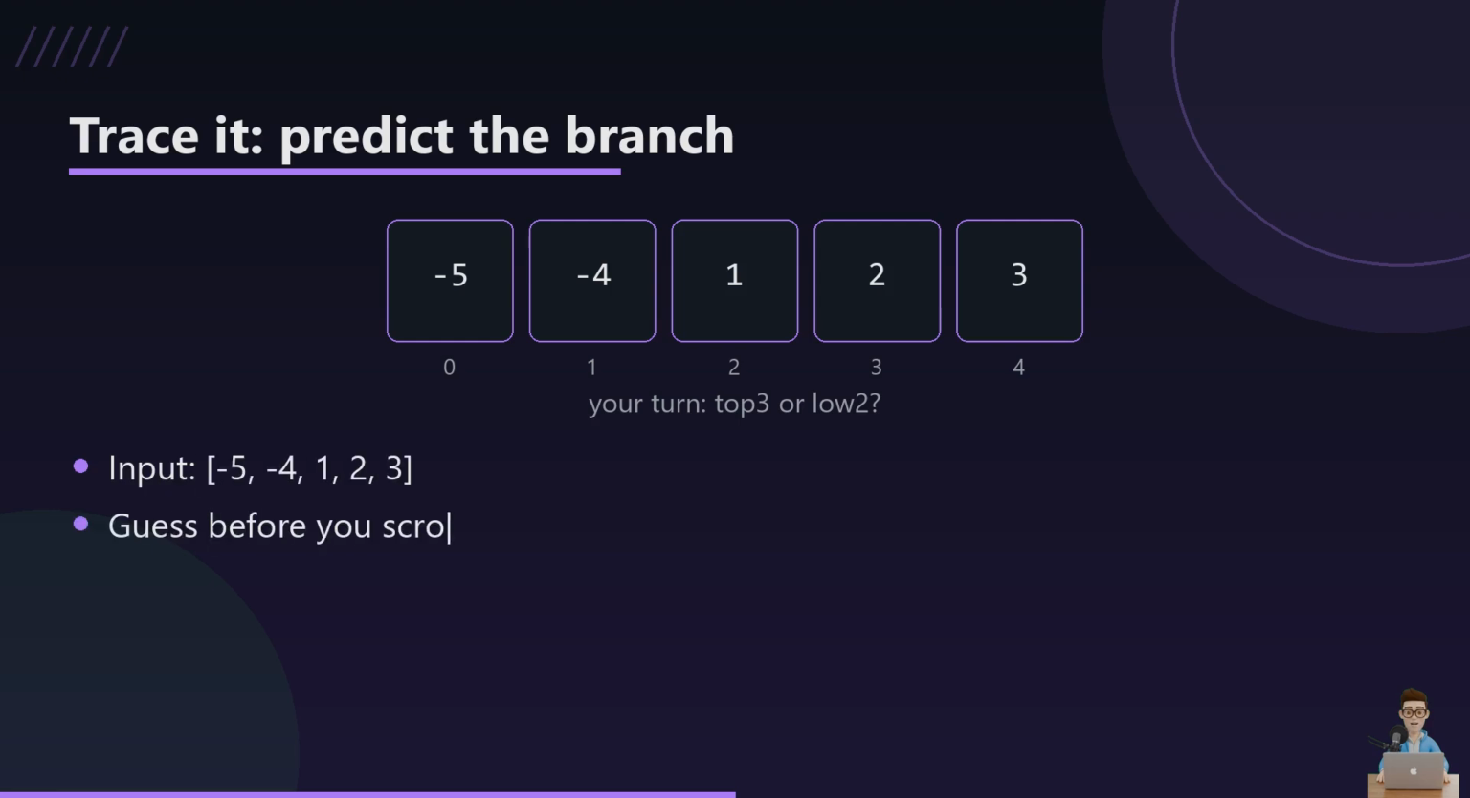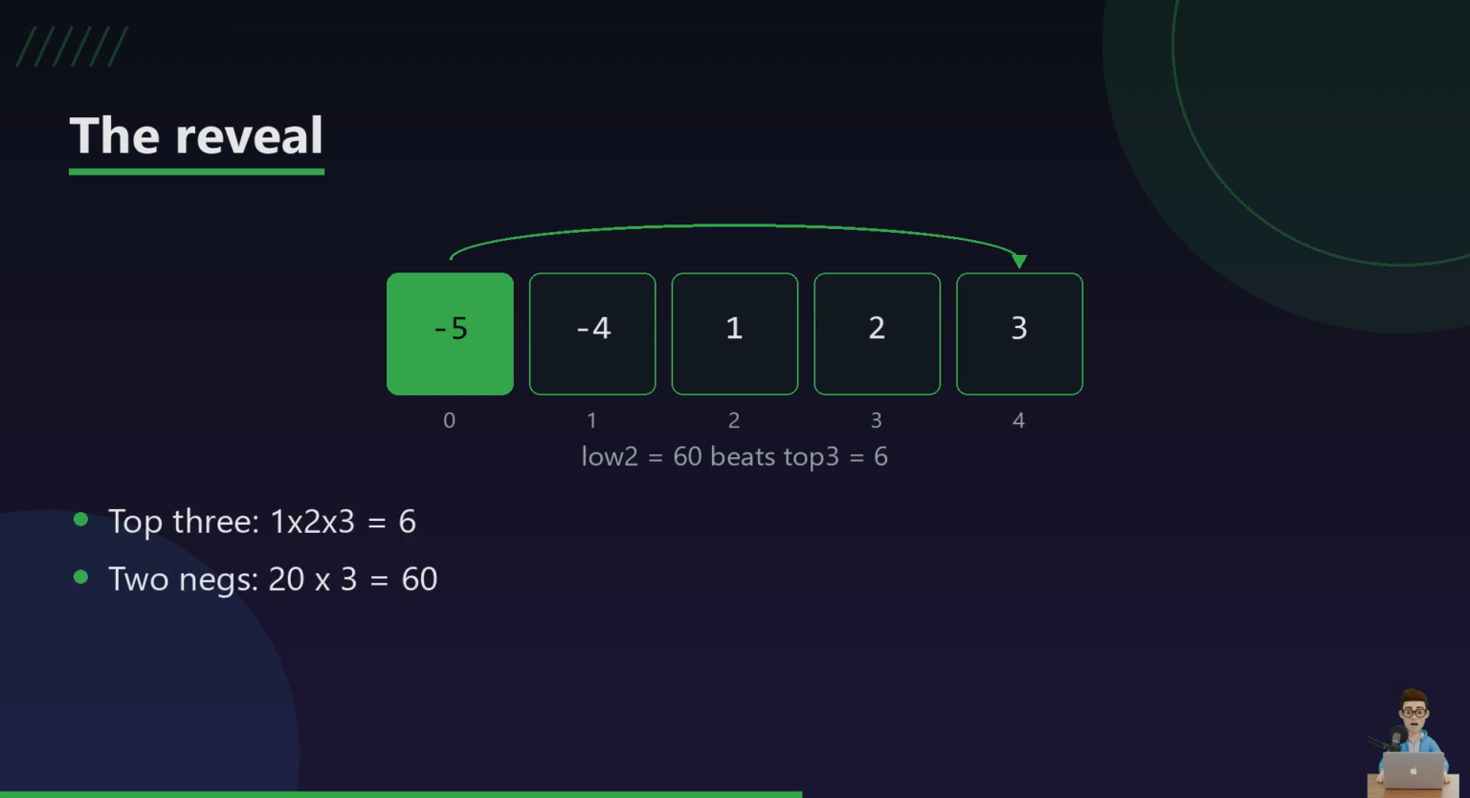Quick dry run. For -5, -4, 1, 2, 3, decide which branch wins and by how much before scrolling. If you can call it instantly, you've internalized the invariant. Low 2 wins at 60 against top 3 at 6. Textbook case where the negative pair dominates. If you predicted the branch and the margin, you're ready for the follow-ups.